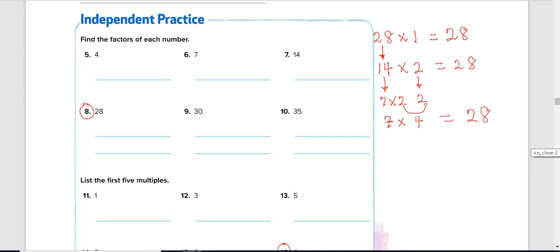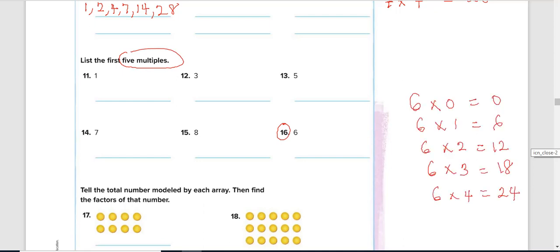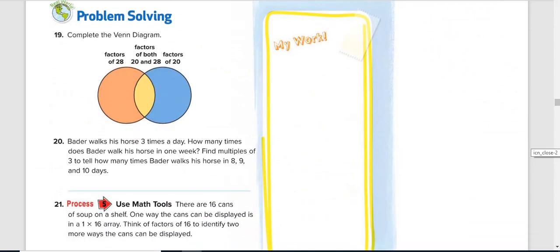So the factors of 28, starting from 1, we have 2, there is 4, there is 7, there is 14, and there is 28 itself. So it's very easy. Try and do that. So for the first 5 multiples of 6, do your 6 times table as usual. Following the 6 times table, 6 times 0 is 0, 6 times 1, 6, 6 times 2, 12, 6 times 3, 18, 6 times 4, 24. Alright, so this is a very simple task.